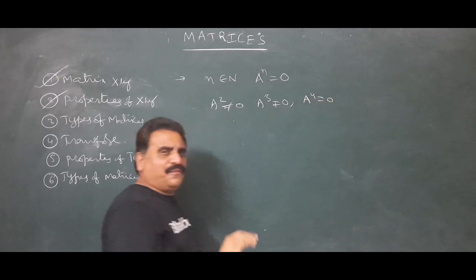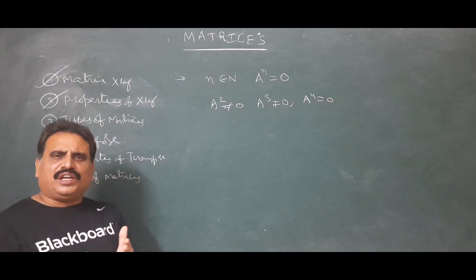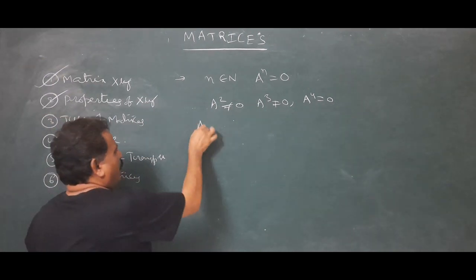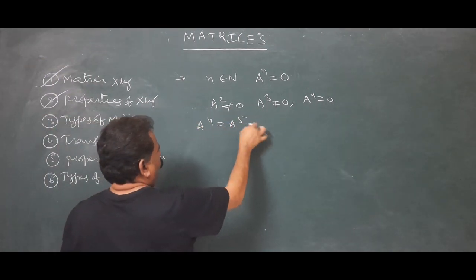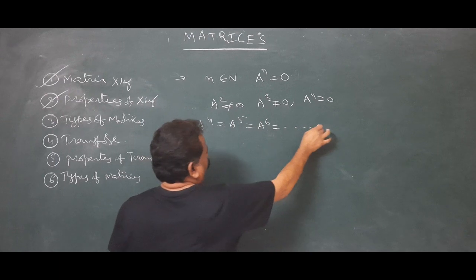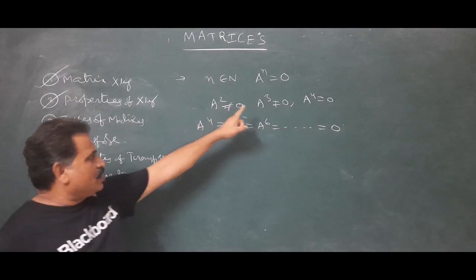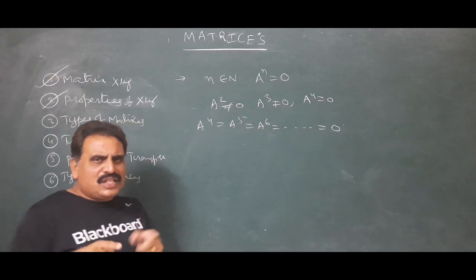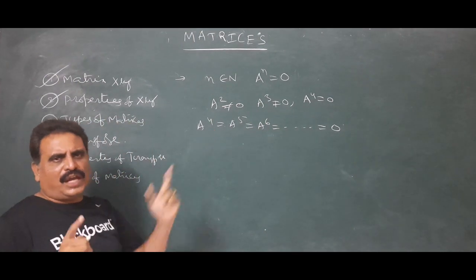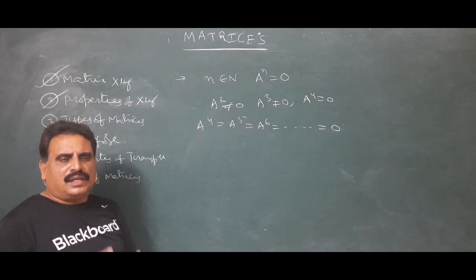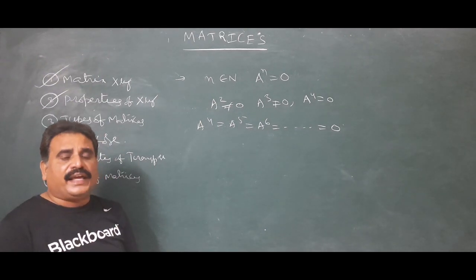So what happened after that? Whenever A power 4 equals 0, definitely A power 5, A power 6 are all equal to 0. Before that, A cube is not equal to 0. So the least number is 4. Therefore, the matrix is a nilpotent matrix of index 4.